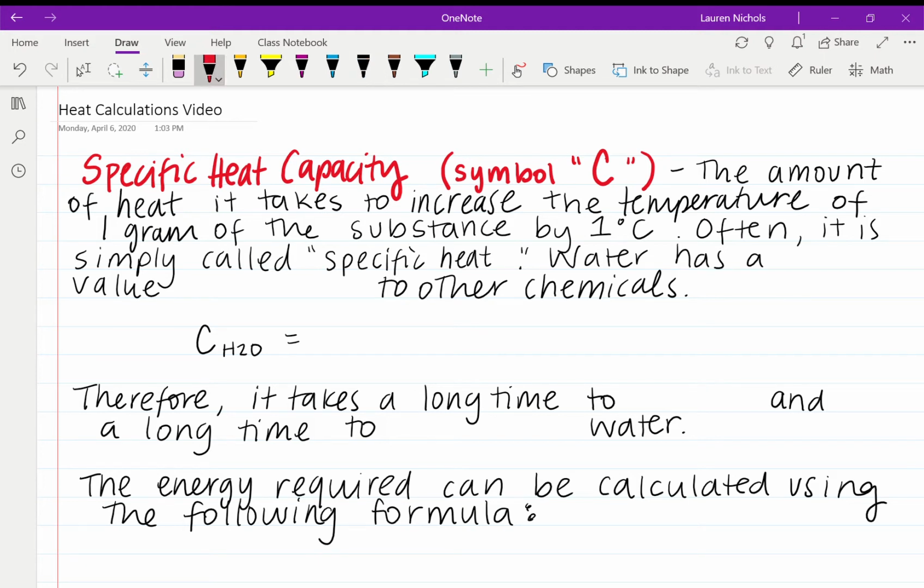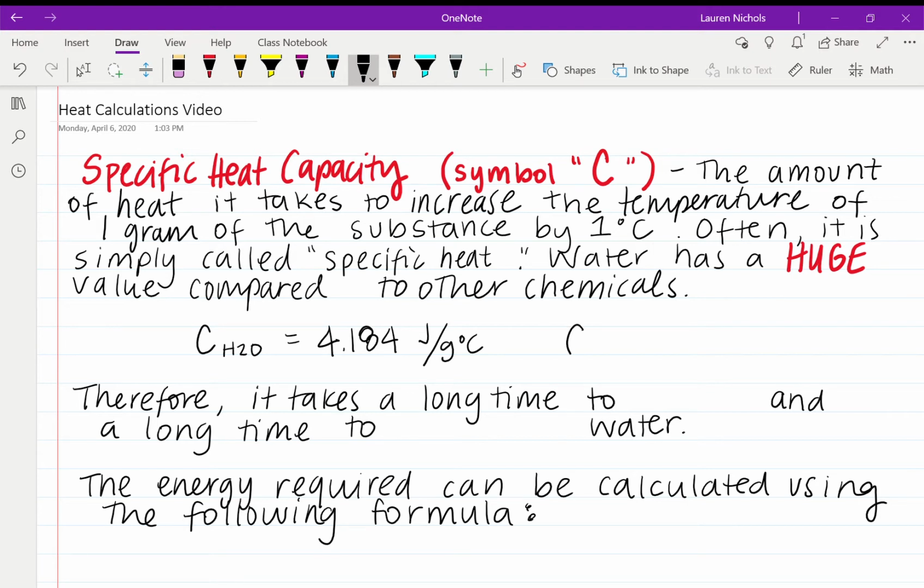Water has a huge value when compared to other substances. The specific heat of water, represented by C with a subscript H2O, is 4.184 joules per gram degrees Celsius. This means that to change the temperature of 1 gram of water by 1 degree, say from 0 degrees Celsius to 1 degree Celsius, or 50 to 51 degrees Celsius, it requires 4.184 joules. Metals, for example, have a much lower value. The specific heat of aluminum is about 0.9 joules per gram degrees Celsius. So you can see there's a big difference in their numbers.